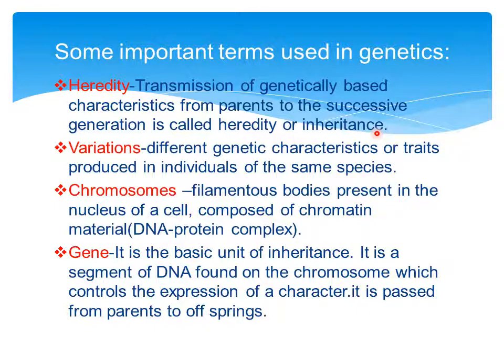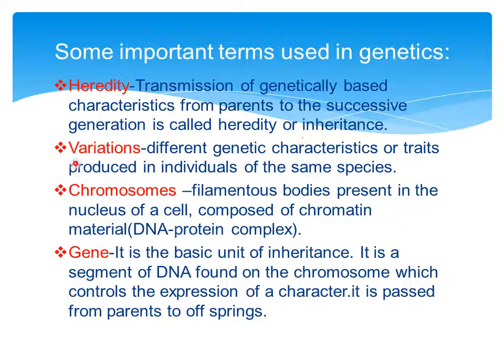Now let us take an example. Some things you are inheriting from your grandfather or grandmother to your father or your mother, and then it comes to you. So it is coming in successive generations. That is called heredity. It might be any of your visible features like your eyes, your nose, your hair color, your eye color. These are all transmission of genetically based characteristics from the parents to successive generation, called heredity or inheritance.